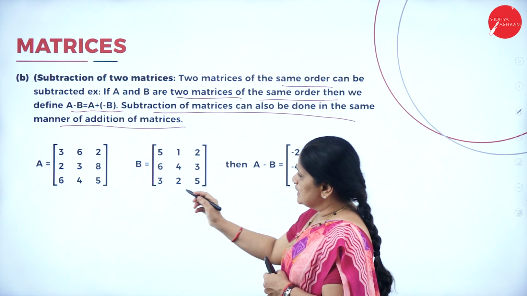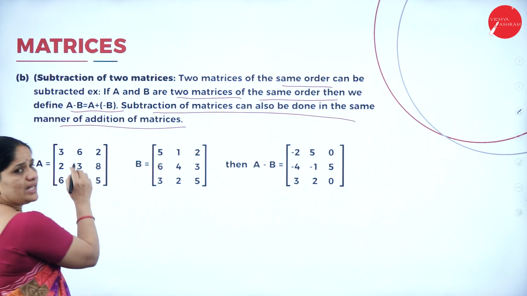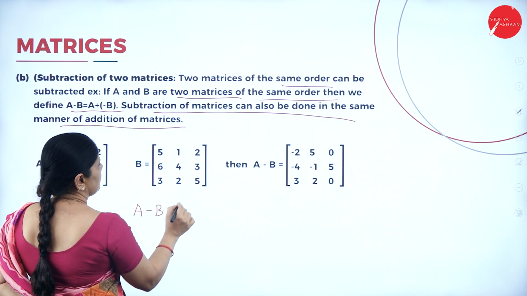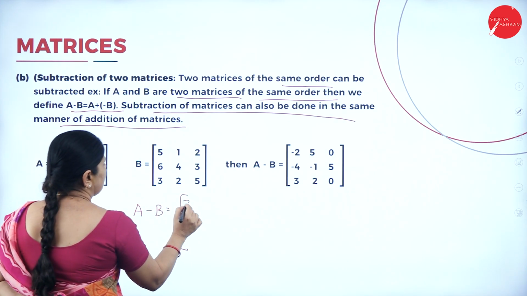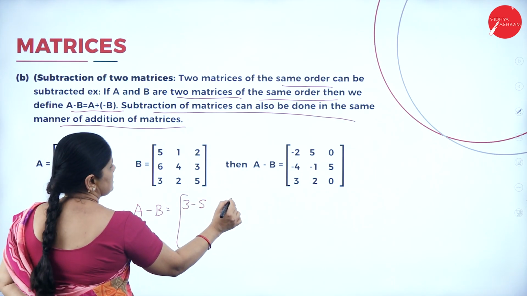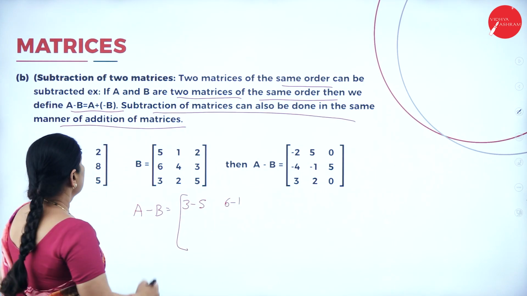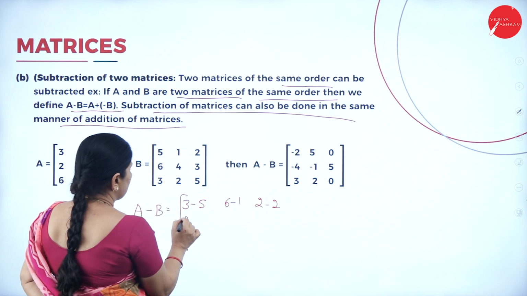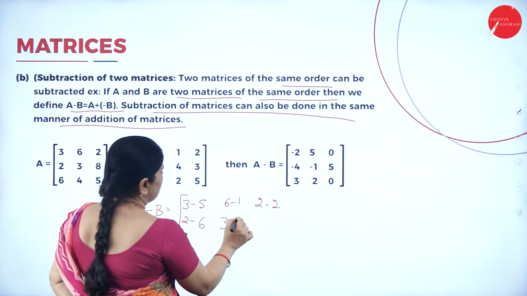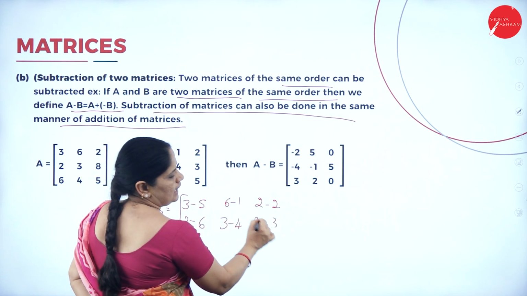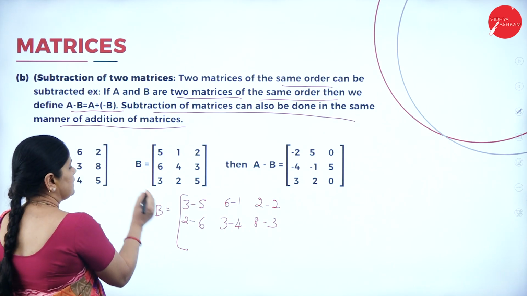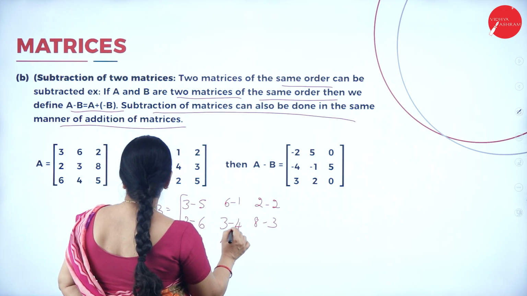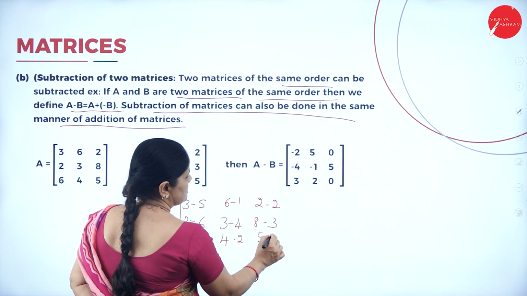So, here if you can see, A equals 3, 6, 2. So, A minus B will be equal to 3 minus 5, 6 minus 1, then 2 minus 2, then 2 minus 6, 3 minus 4, 8 minus 3, then 6 minus 3, 4 minus 2, 5 minus 5.